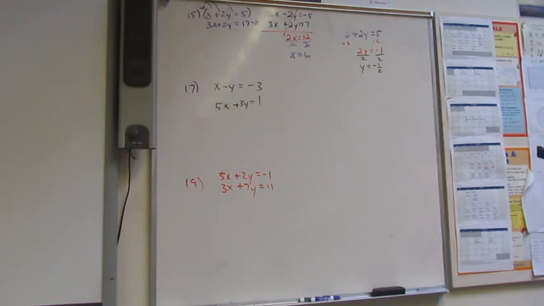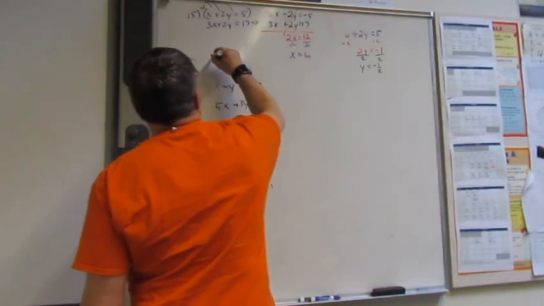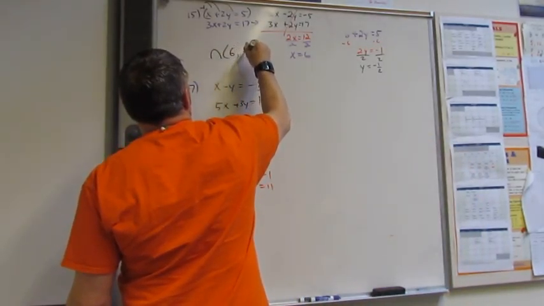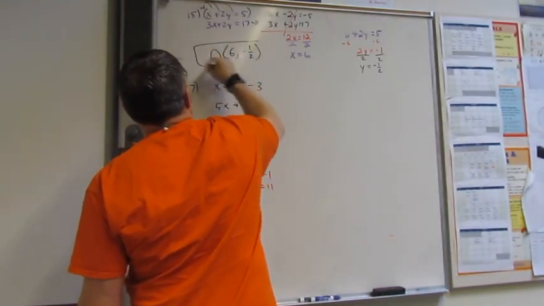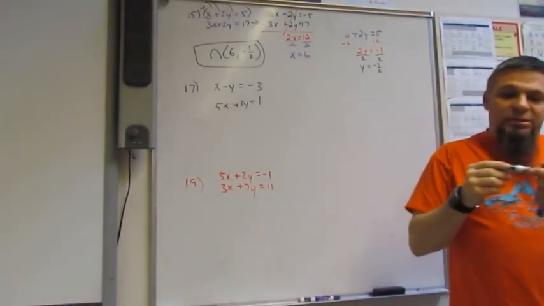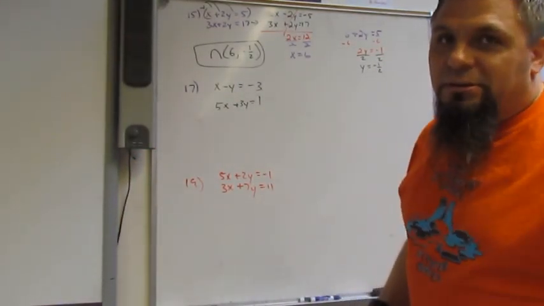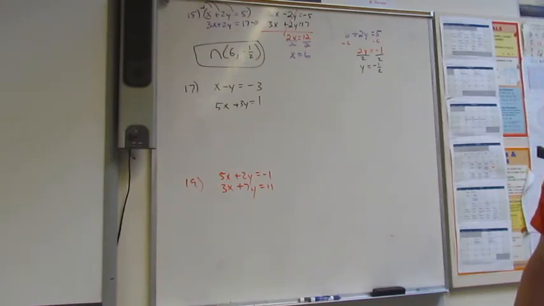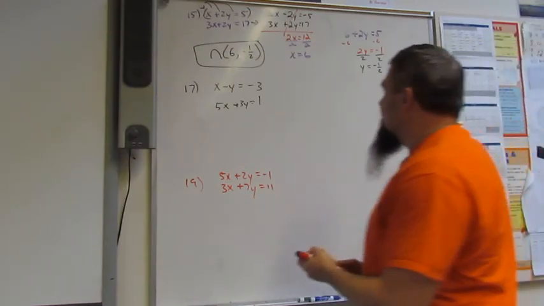Okay, so 6 and -1/2, perfect. So we have an intersection at 6 and -1/2, and that is your intersection. Right, JJ? Yeah, on our test yesterday. Hard to focus when your back is to me.